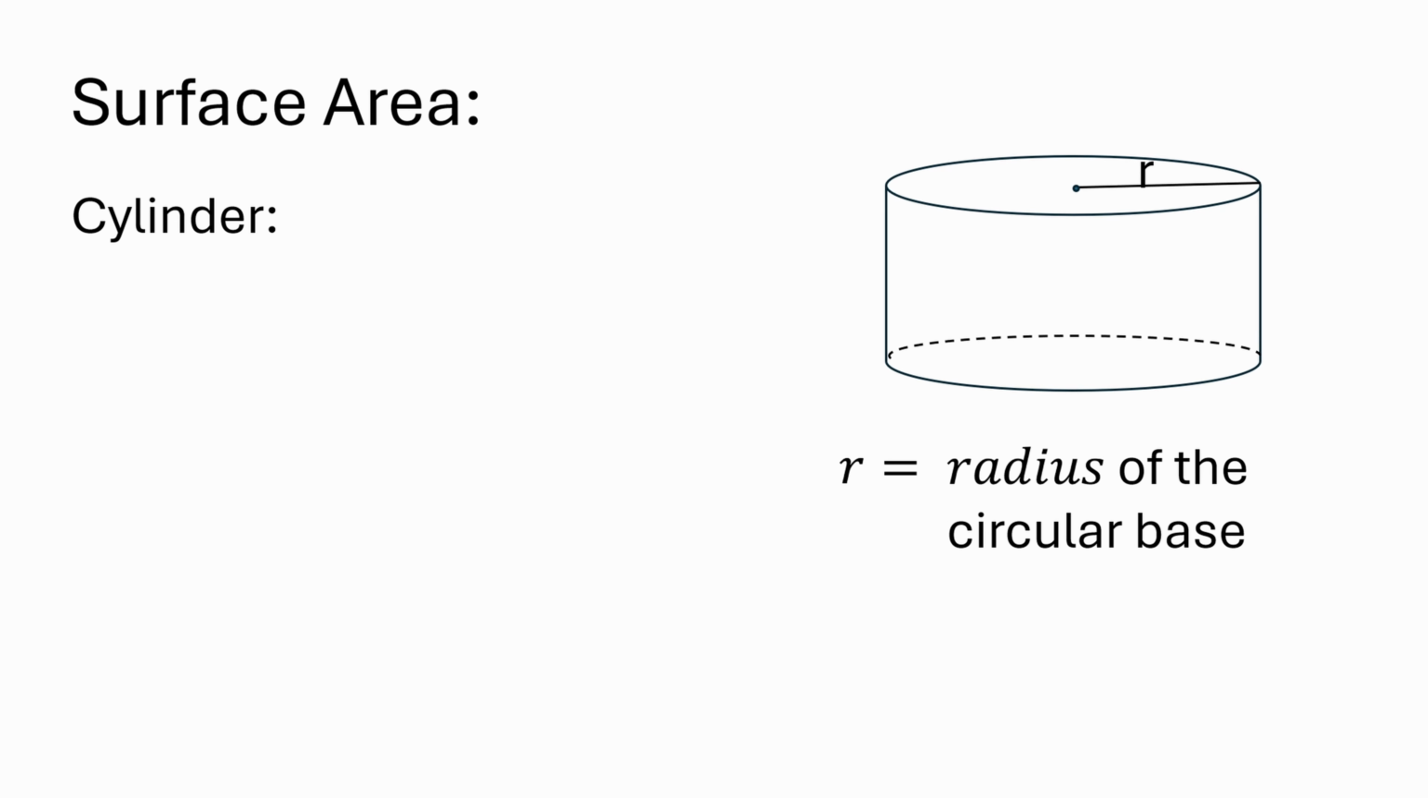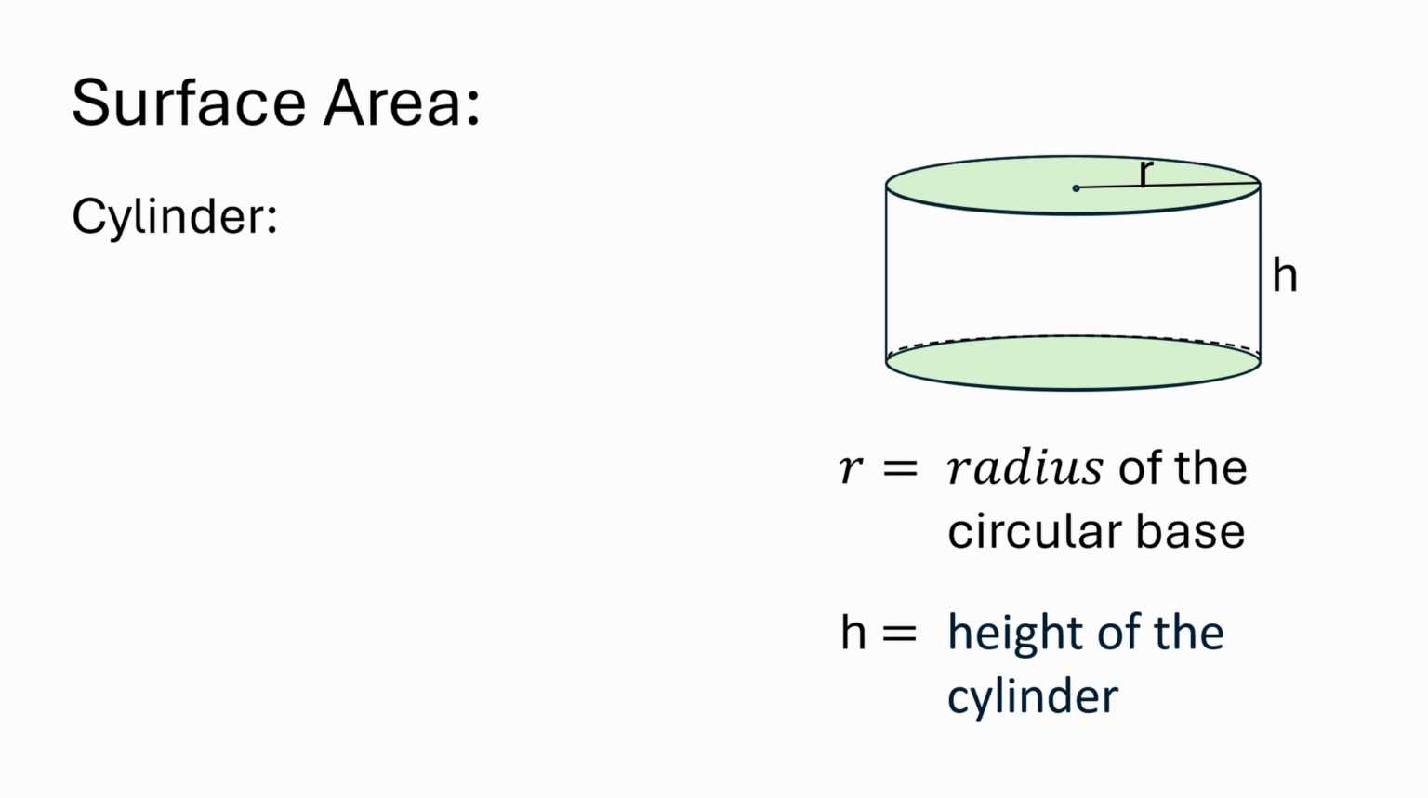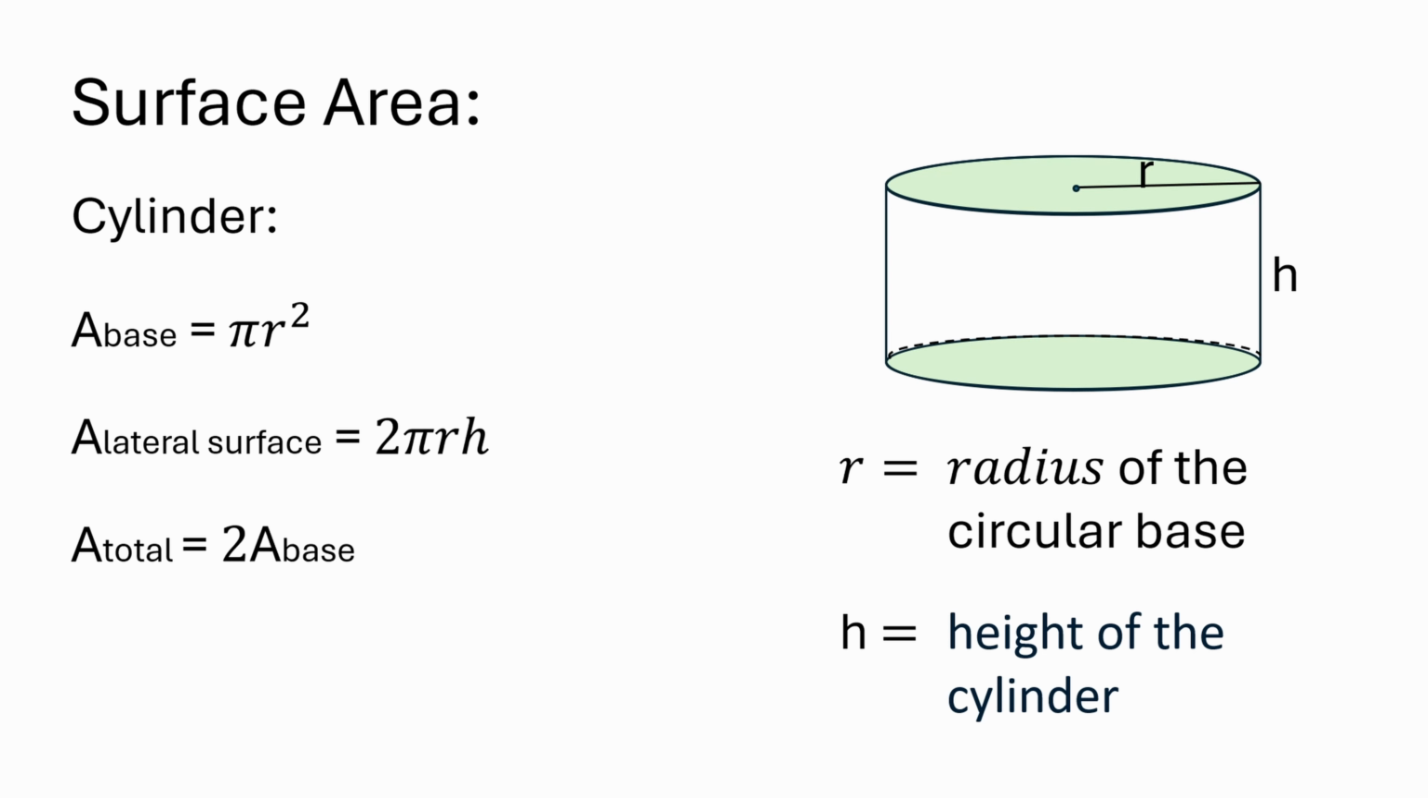Surface area of cylinder. This is a cylinder. r is the radius of its circular base and h is its height. A cylinder has two circular bases. Area of one base is equal to pi r squared. The lateral surface area is equal to 2 pi r h. The total surface area is equal to area of two bases plus lateral area, which is equal to 2 pi r squared plus 2 pi r h.